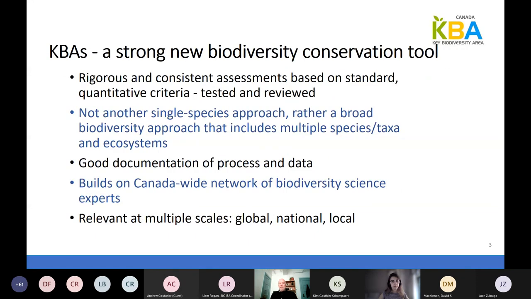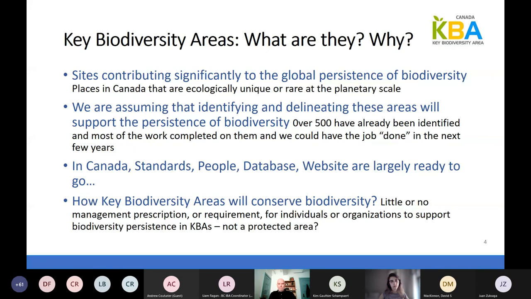So I won't go through this, but we've given quite a lot of different presentations emphasizing how this is not just a new tool, but a very powerful biodiversity conservation tool globally and nationally. So these points just indicate that. Next slide, please.